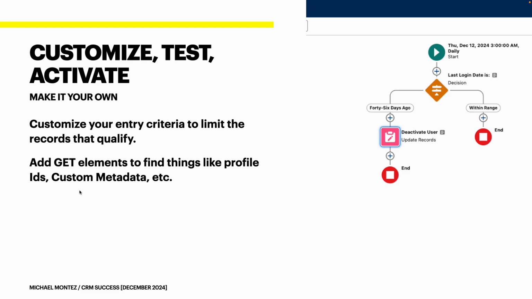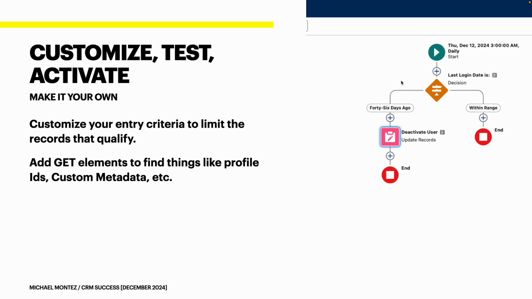So that is essentially it. You can obviously do whatever you want with this. You can create more decision elements to do things like profiles, or you can go get custom metadata and pull in values from custom metadata to do those things.